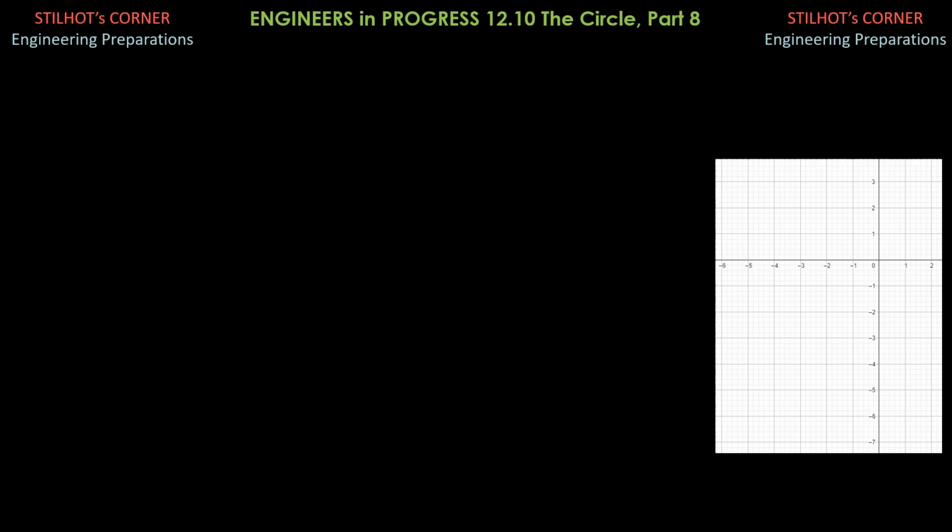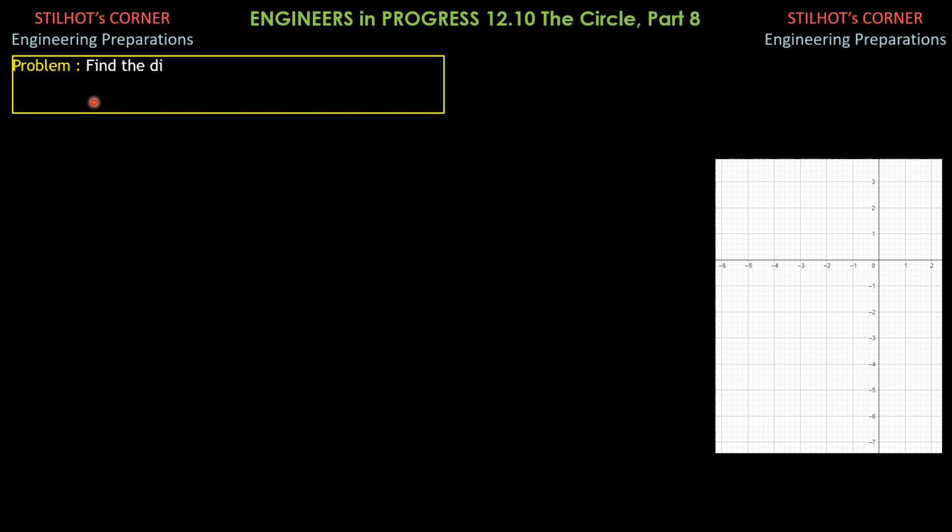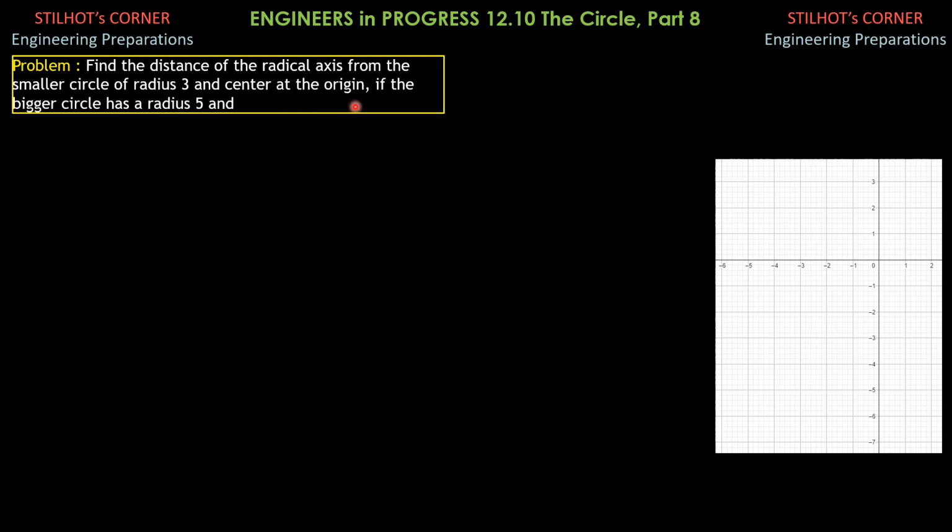So let's have the first one. First problem: find the distance of the radical axis from the smaller circle of radius 3 units and center at the origin, if the bigger circle has a radius 5 and its center is at (10, 0).